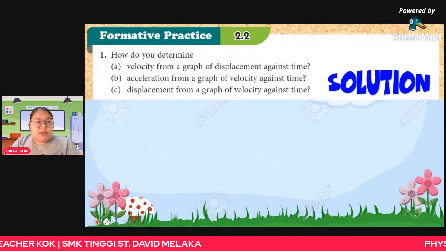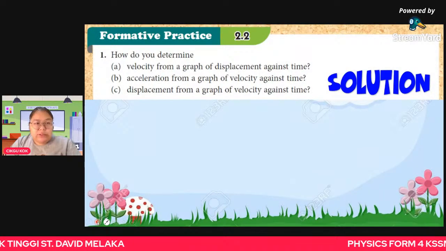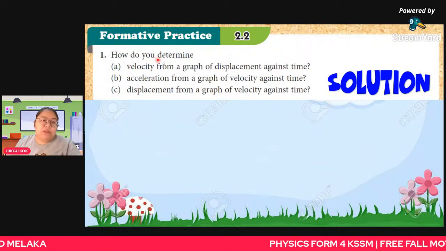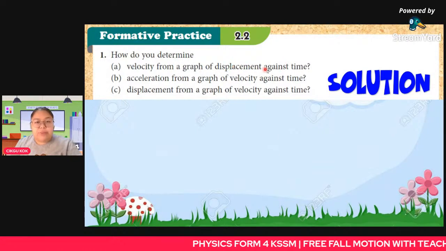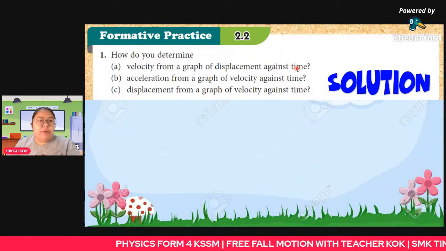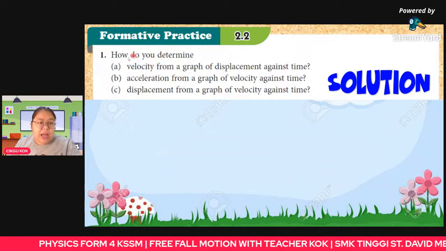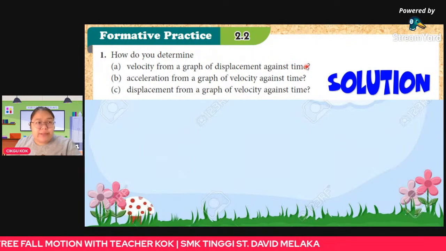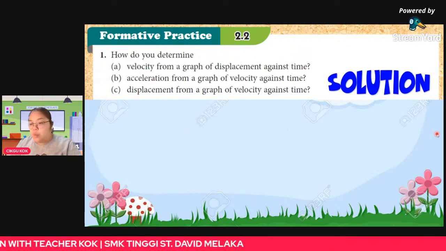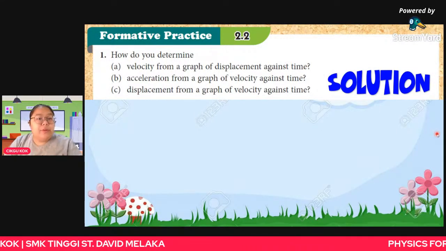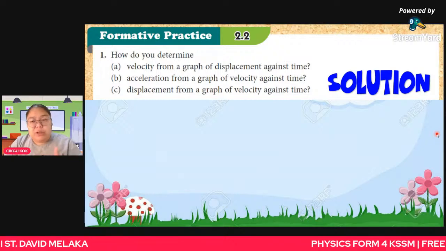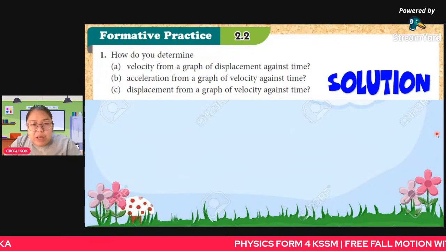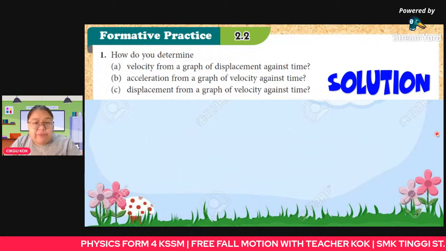Okay, the next question is how do you determine the velocity from the graph of displacement against time? You tell me how you find it. I want to find velocity, but now the graph is displacement against time. So what do you want to find? You just mention only this, no calculation. Just tell me how you find the velocity from the ST graph.